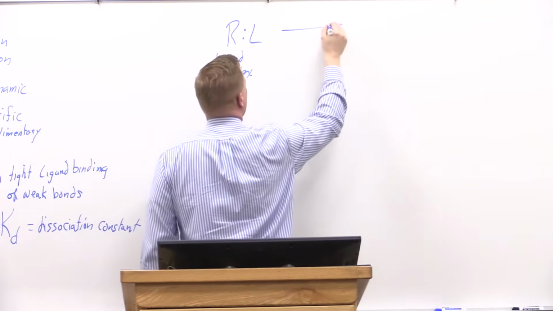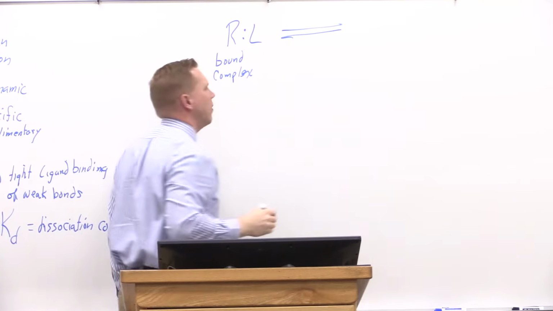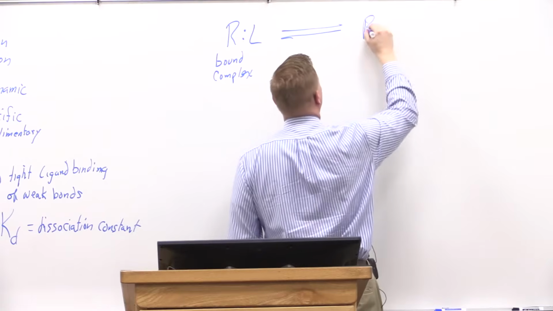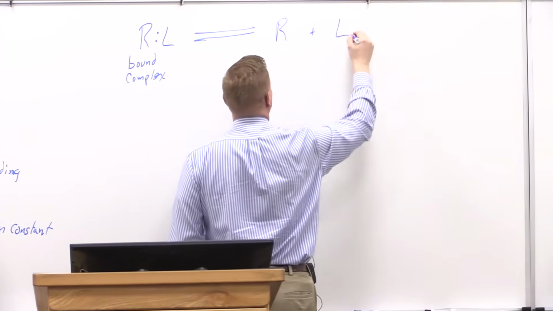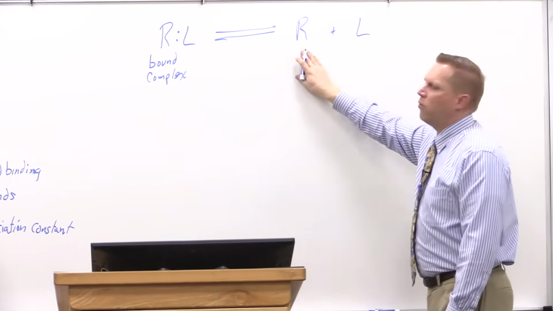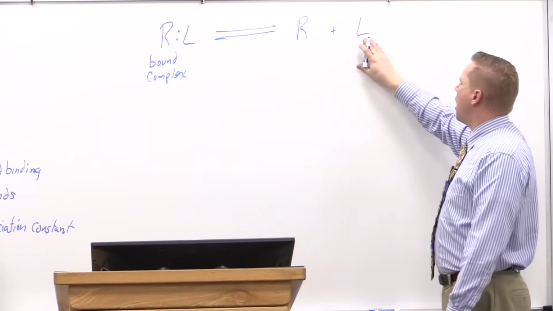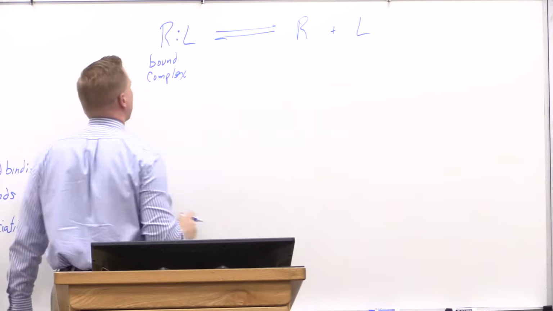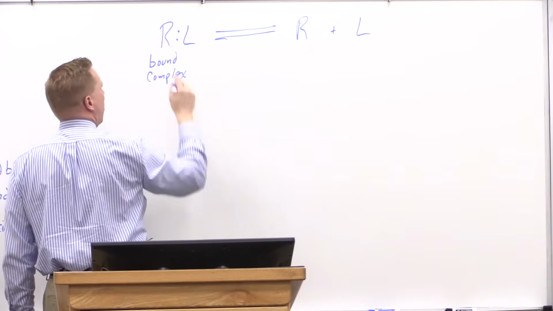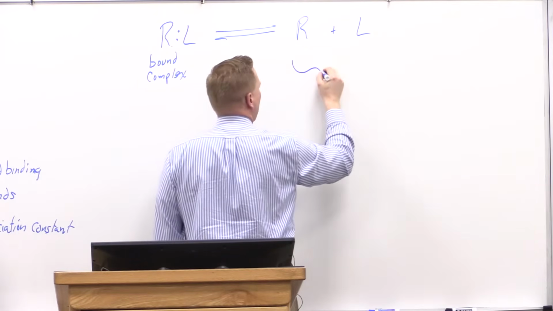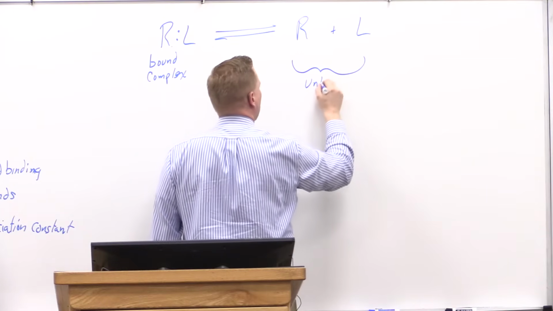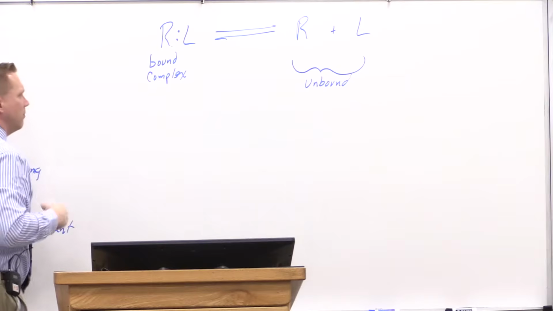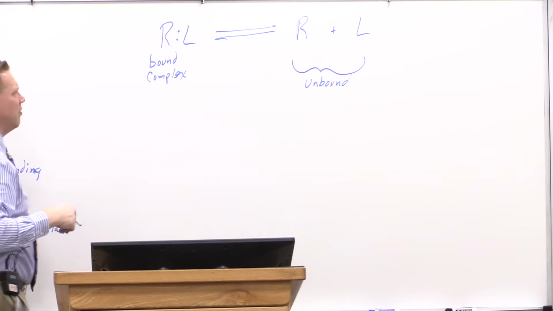And then we could say that this is a type of chemical reaction in which we are going to have receptor plus ligand. So these are the unbound or the free receptor, and the unbound or the free ligand. And so this is a reversible reaction. They can form the complex, or they can form these unbound or free elements that are independent of each other.